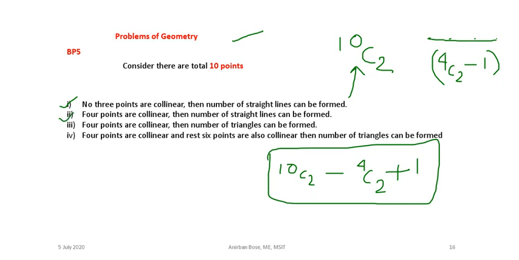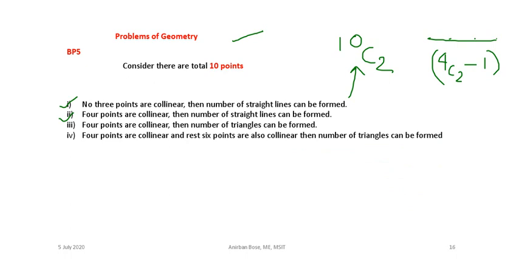Now coming to the third problem, where the 4 points are collinear and find the number of triangles that can be formed. So here again the 10 points are there and 4 points are collinear. The question is how many triangles can be formed.